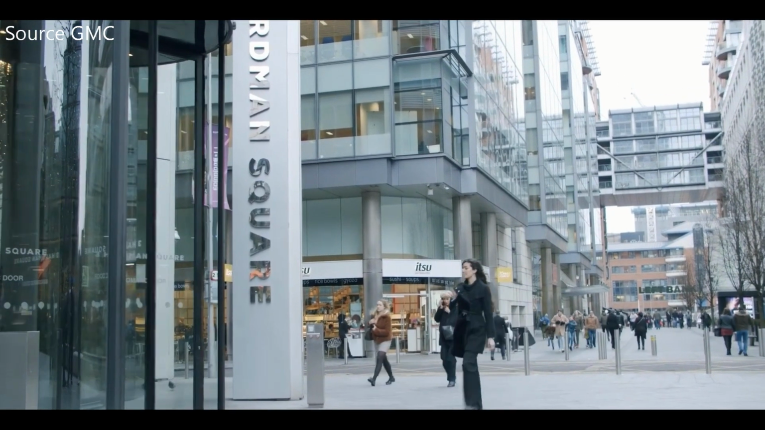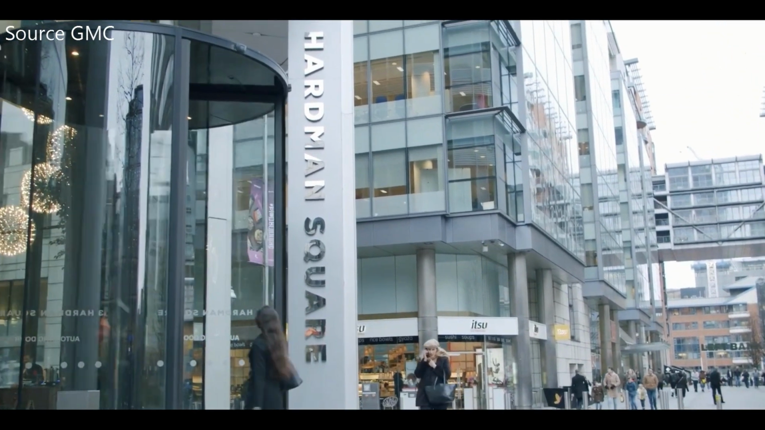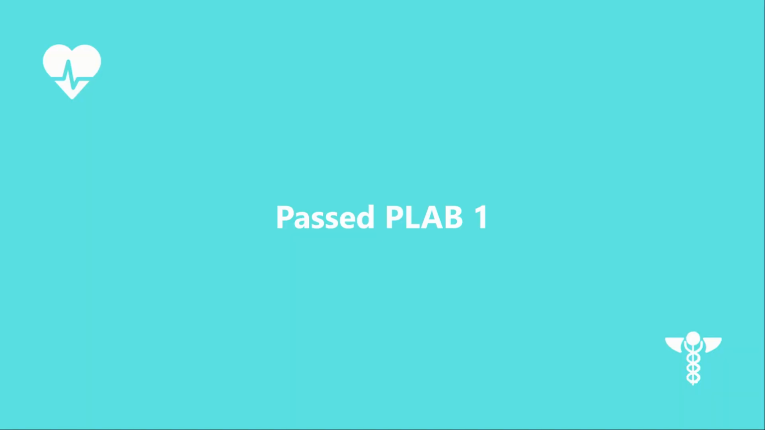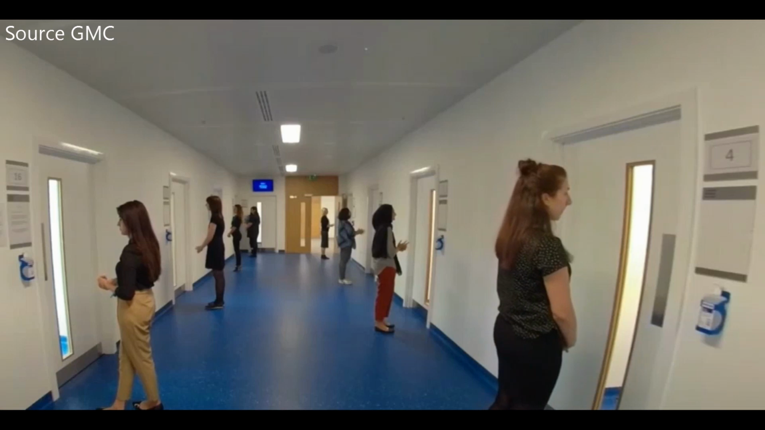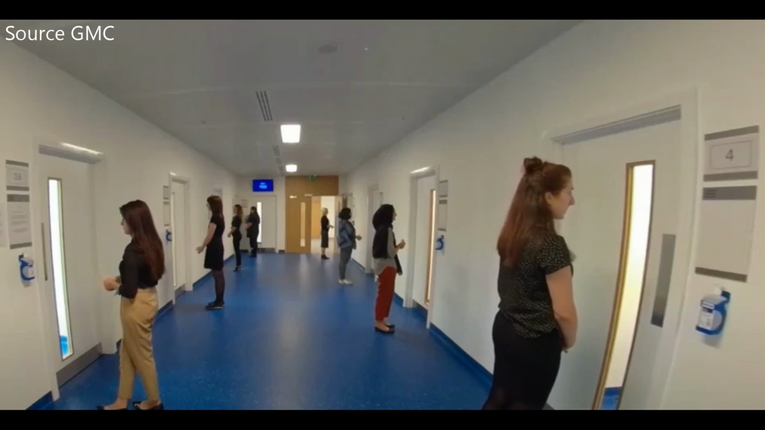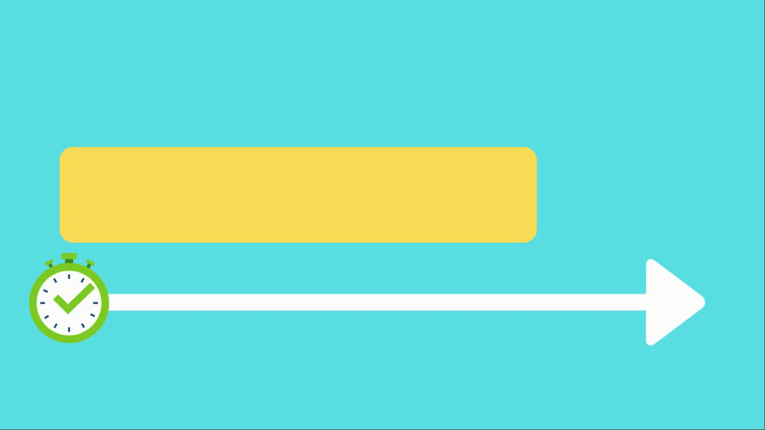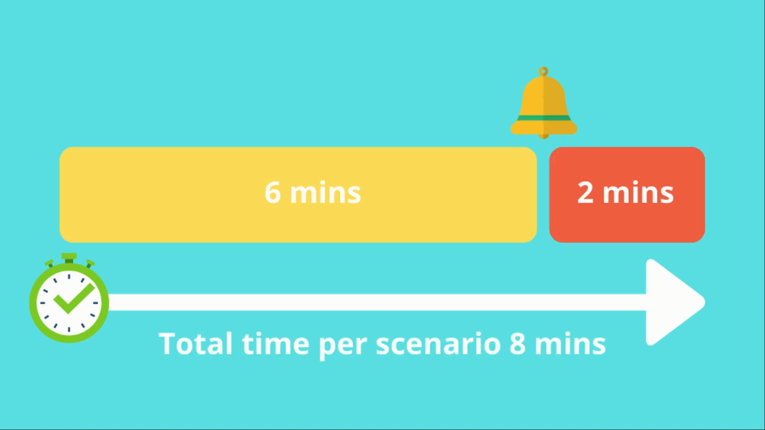PLAB 2 can only be taken in the UK. The exam is held in Manchester. To apply for PLAB 2, you need to have passed PLAB 1. The duration of PLAB 2 is around 3 hours and 10 minutes. You have 1.5 minutes between scenarios to read the instructions and patient information. You have 8 minutes to complete the task. At 6 minutes, a bell will ring to inform you that you have only 2 minutes left.